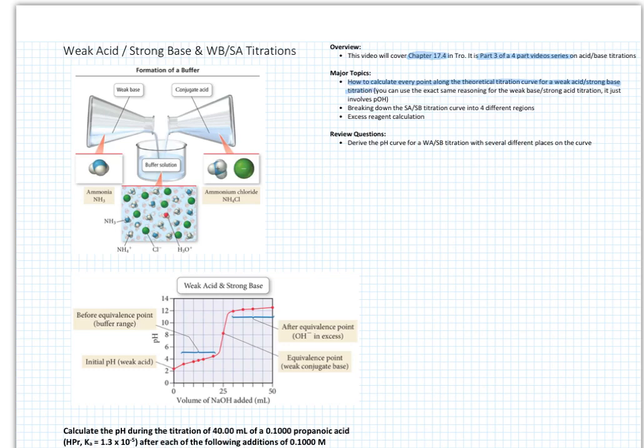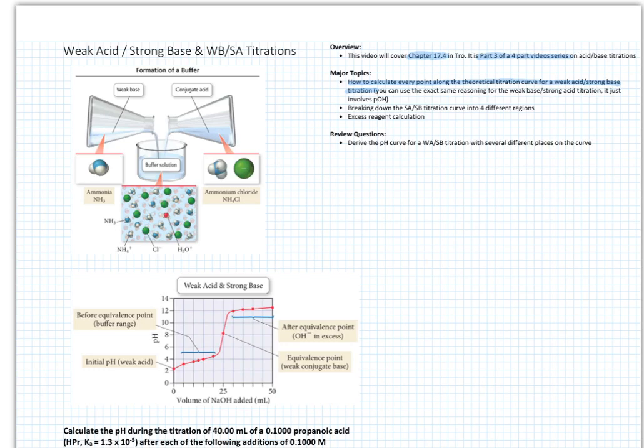And again, just like the last video, you can use the same reasoning for weak base strong acid titration. It just involves pOH instead of pH if the curve is inverted. So we're going to break down this titration curve into 4 different regions, and then we're going to show how to do the different calculations. There is an example problem that shows several different places on the curve. If you can do all the places on the sample problem, you are in really good shape on this, and I've done a similar thing for the strong acid, strong base case.